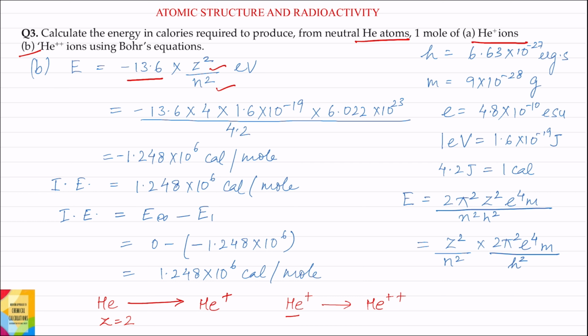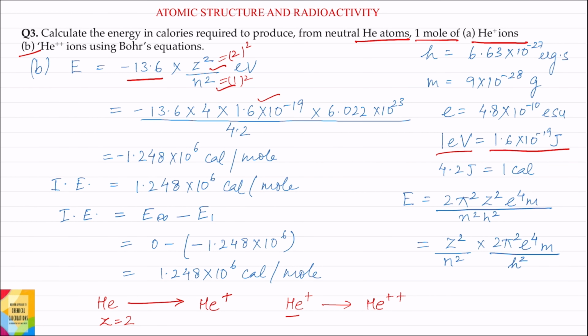Now for helium, Z is equal to 2, so Z square will be equal to 2 square. First orbit, so value of n will be 1 and n square will be equal to 1 square. So E is equal to minus 13.6 into Z square, that is 4. Minus 13.6 into 4 will give the energy in electron volts. And then multiplying this by 1.6 into 10 to the power minus 19 will give the energy in joules because 1 electron volt is equal to 1.6 into 10 to the power minus 19 joules.